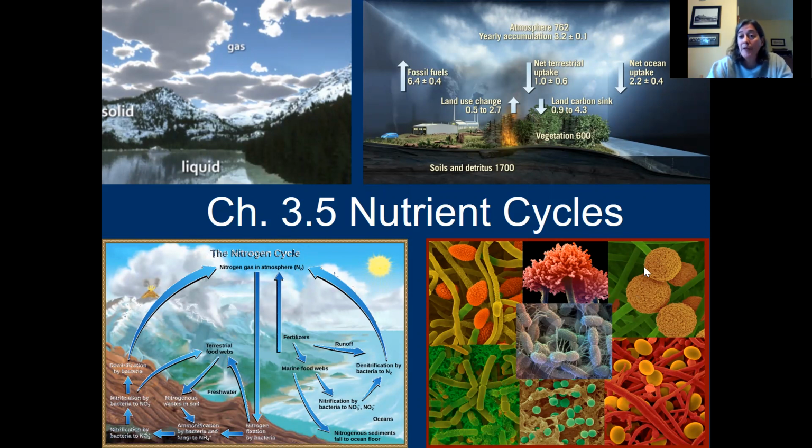You want to follow along with your lecture notes, and this one section in the textbook gets its own lecture because nutrient cycles are a bit of a bear. There's quite a lot to them. So we'll go ahead and get started.